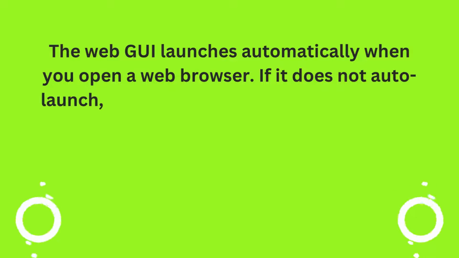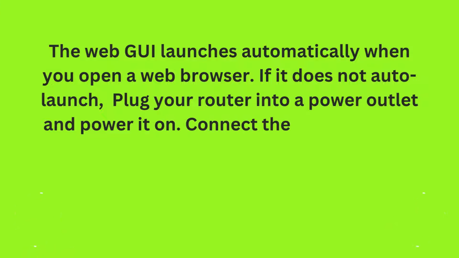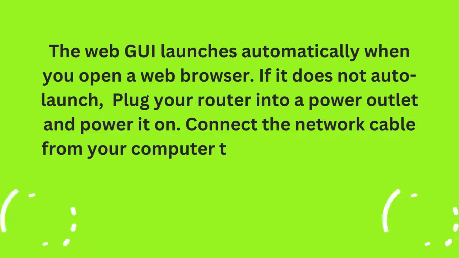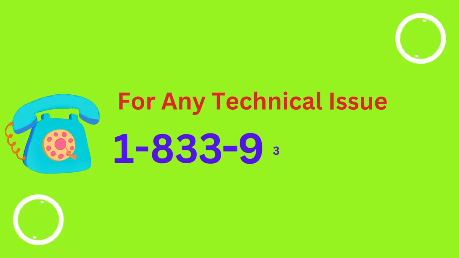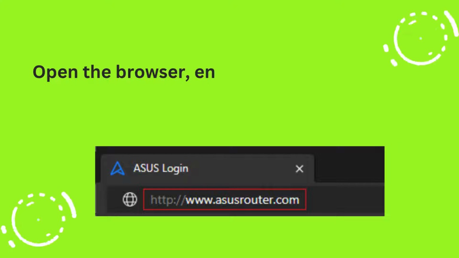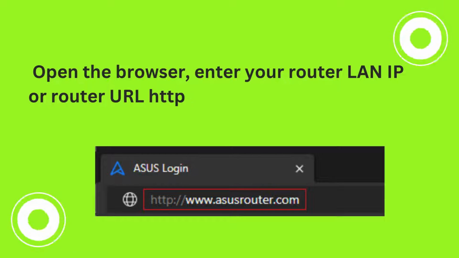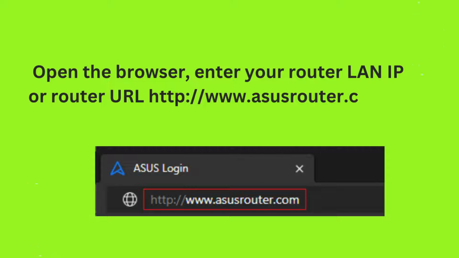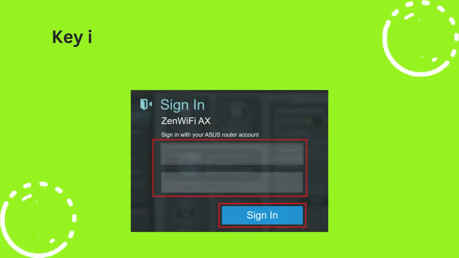If it does not auto-launch, plug your router into a power outlet and power it on. Connect the network cable from your computer to a LAN port on the router. Open the browser and enter your router LAN IP or router URL, http://www.asusrouter.com, to reach the web GUI.